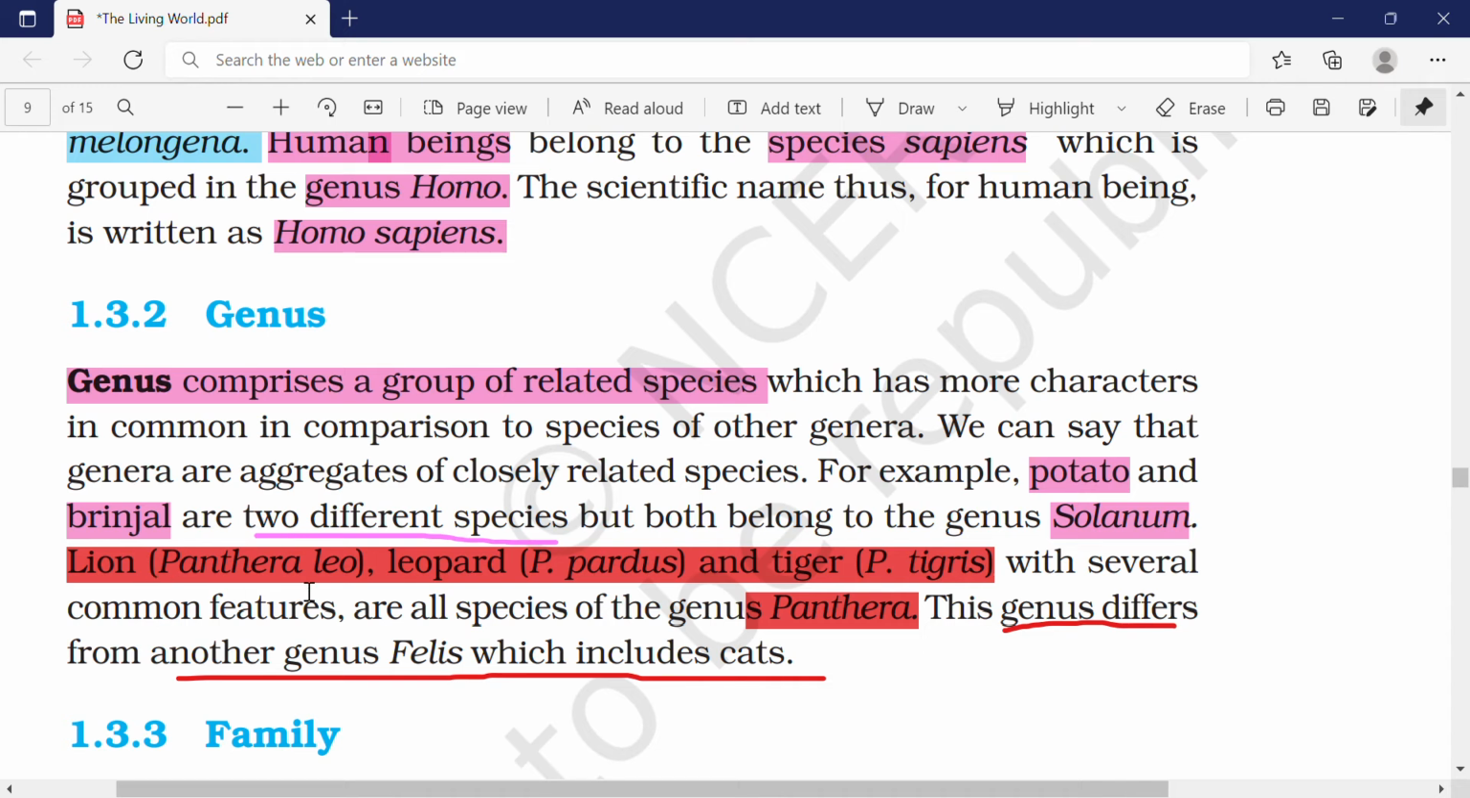So lion, Panthera leo, leopard, Panthera pardus, and tiger, Panthera tigris, everything belongs to Panthera. That is the same genus. Likewise, this genus differs from another genus, Felis, which includes cats. So this genus is Panthera. Likewise, there's also another genus called Felis. In Felis, what are there? Cats are there.